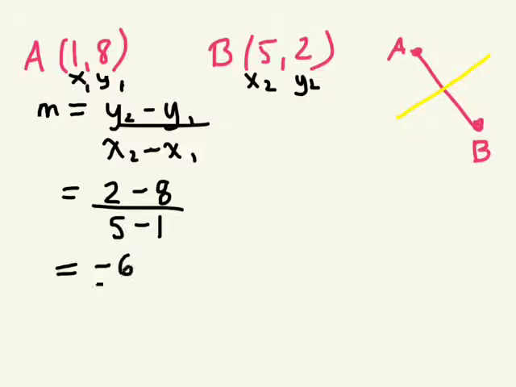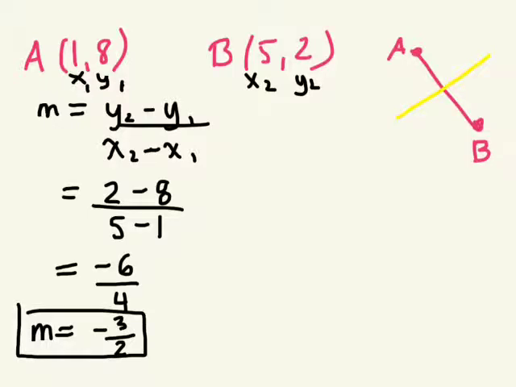Negative 6 over positive 4. Let's put this into lowest terms. What can both of these be divided by? 2. Divide by 2, so it becomes negative 3 over 2. This is the slope of the pink line, the line that we were given the coordinates for.